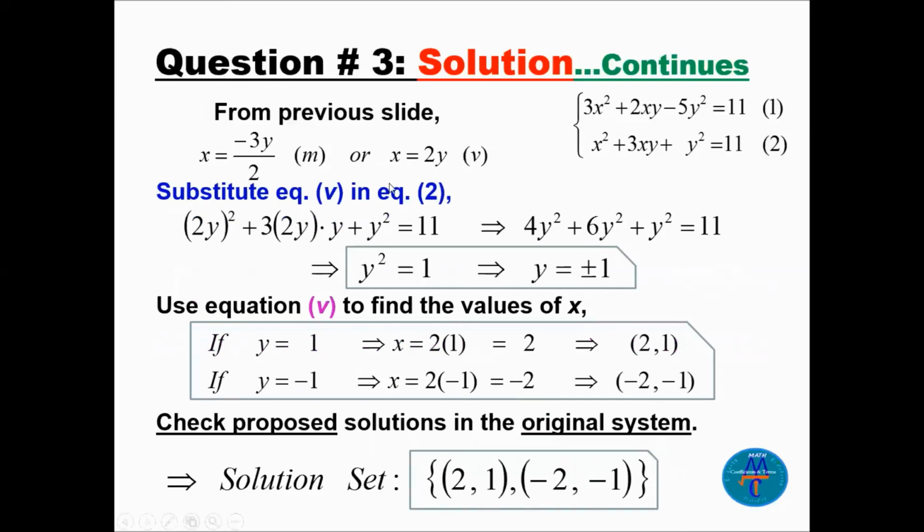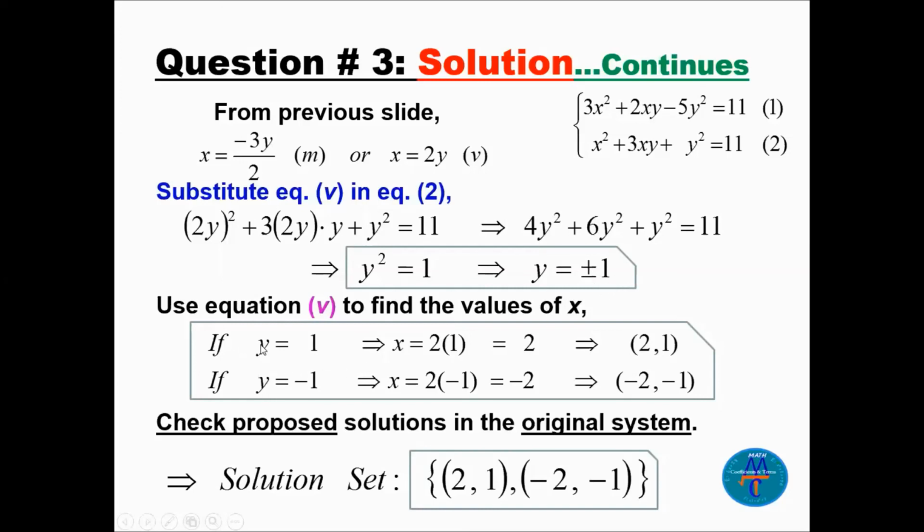So let's substitute equation V, which is x equal to 2y, easy, no fractions there, in equation 2. So I get 2y squared, 2y times y, plus y squared equals 11. Simplify the first part, the second part, the third part. So when you add, you get 11 here, see? 4, 6, and 1, 11y squared is equal to 11. So y squared will be 1. Take the square root on both sides, y will be plus or minus 1.